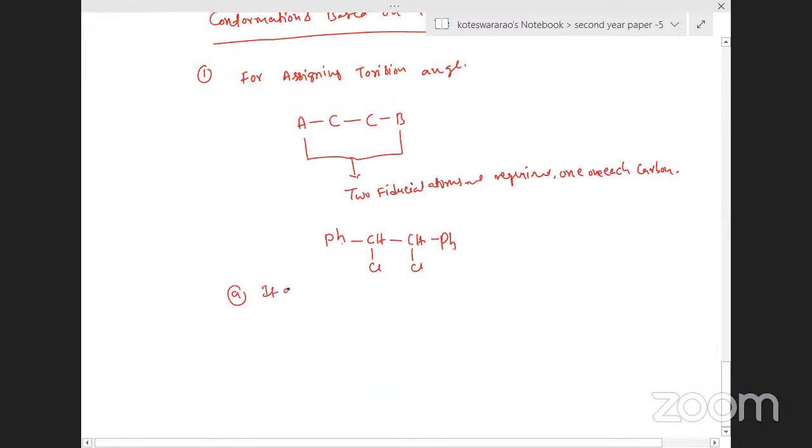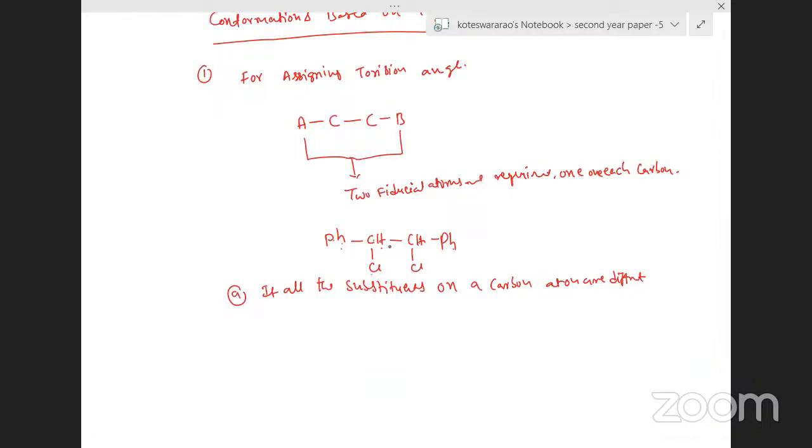If all the substituents on a carbon atom are different. Look at here. On each carbon, hydrogen, phenyl, chlorine. Three different groups or atoms are there. Here also three different groups or atoms are there. The sequence rule preferred group is selected as the fiducial.